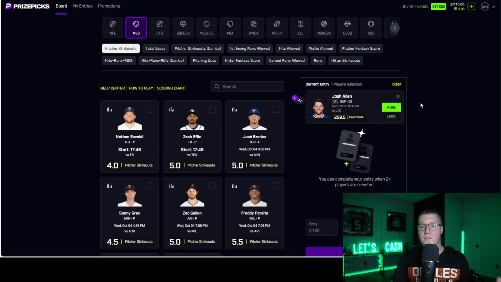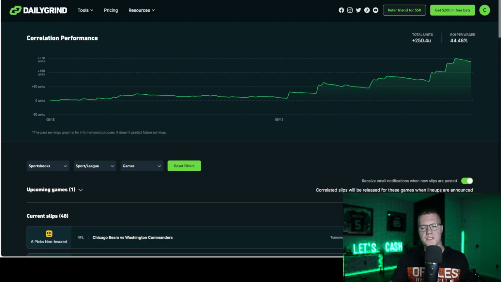Let's now switch over to the Correlation Tool. The DFS Correlation Tool scans the entire market for the highest correlated value plays, the highest correlated legs, puts them together, and only shows you the mathematically profitable slips, by showing you the highest correlated plays and the highest profit margin slips overall. So I'm going to show you a slip in a second that has the highest profit margin based on the heaviest correlation player props available at that specific time.